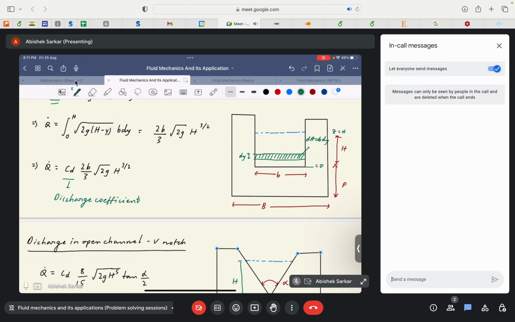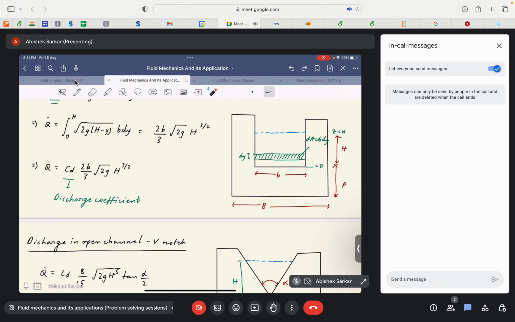This volume flow rate may need some modification because of certain losses that we are neglecting in the case of real fluid flow. So just to have the required correction, so that we can get the actual volume flow rate through this notch, we use an additional term known as the discharge coefficient, because there can be various types of losses.